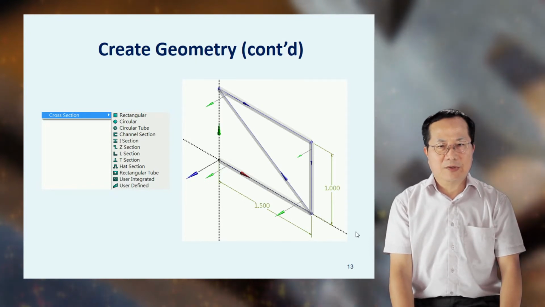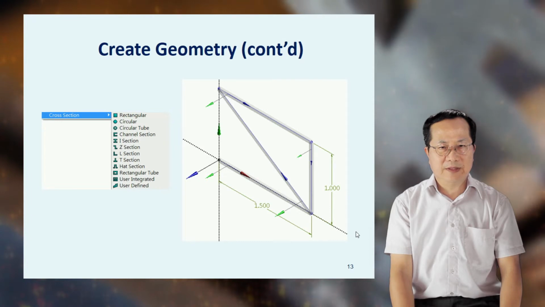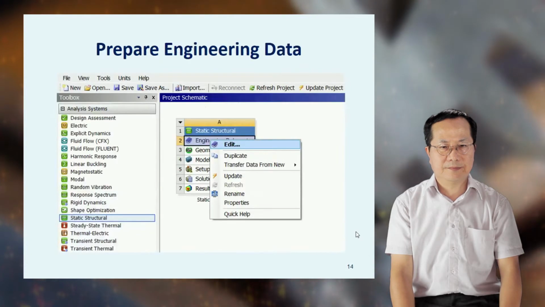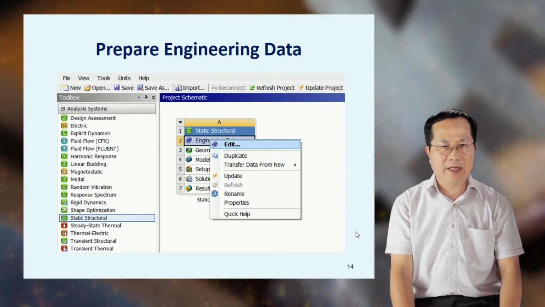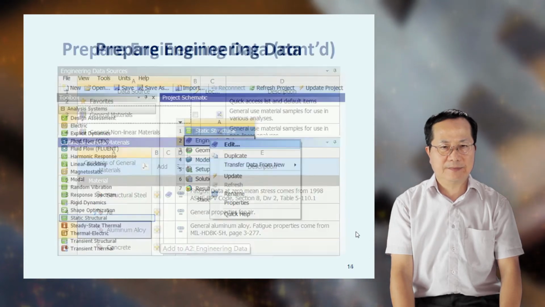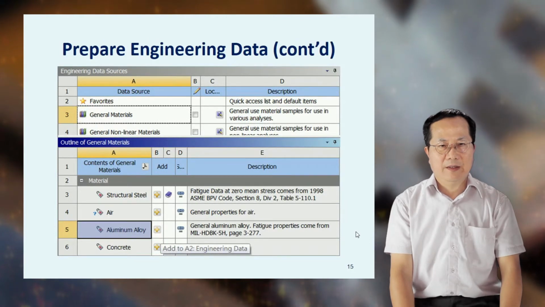Select the option of cross-section rectangular. In the details of rectangular, modify the values of width and height so that the cross-sectional area is 15 centimeters squared. To prepare material properties, in the project schematic, select A2, Engineering Data, press the right mouse and pick Edit. In the engineering data, add aluminum alloy for later use.